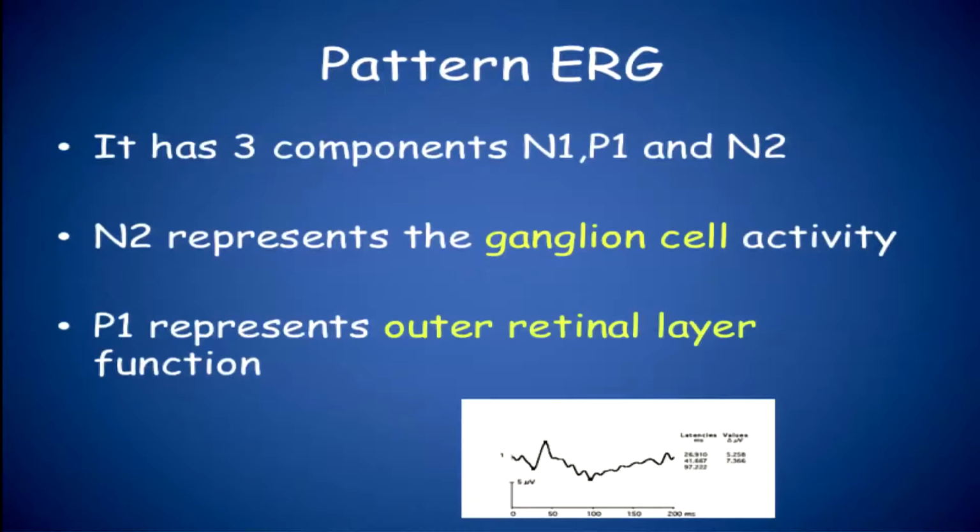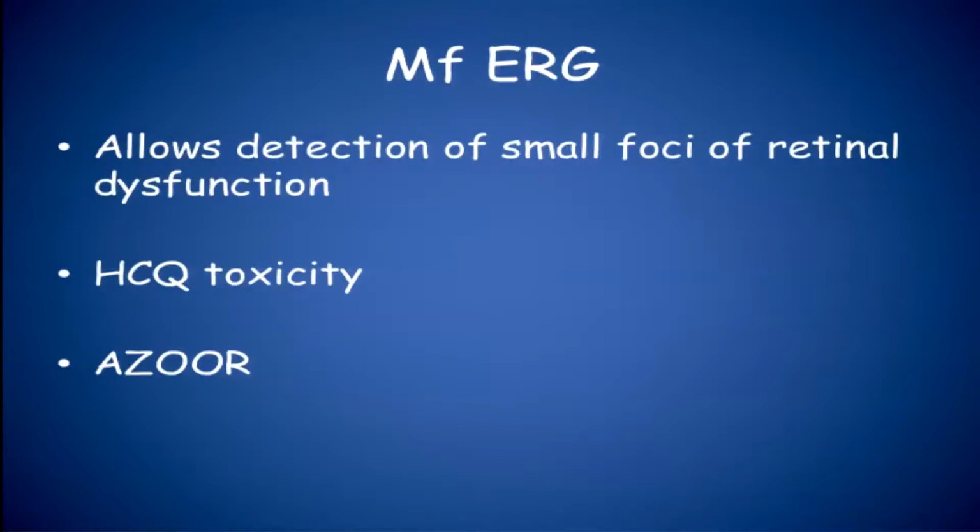A variation of ERG is pattern ERG. It has three components, N1, P1 and N2. N2 represents the ganglion cell activity. So this ganglion cell activity gives an indication of the optic nerve health and hence it is being used in certain conditions of optic neuritis.